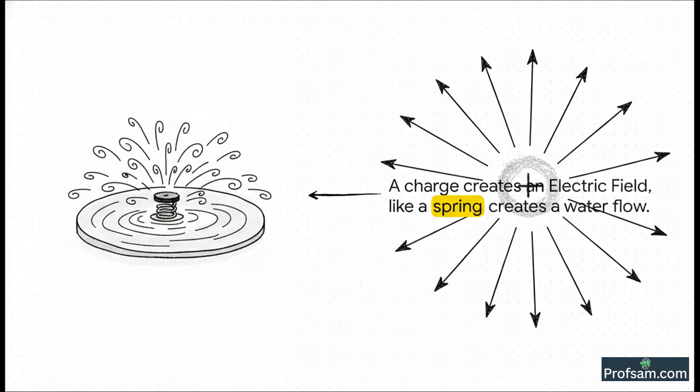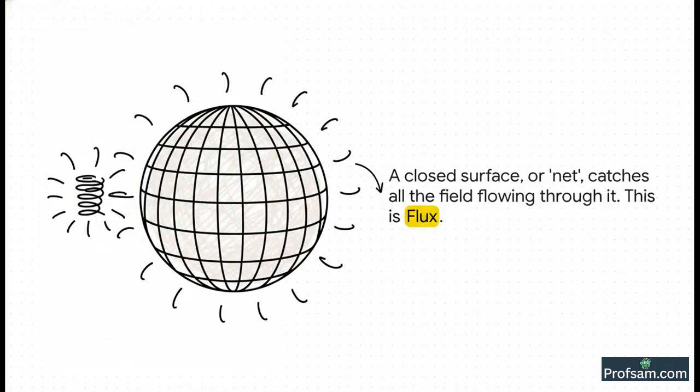Simple enough, right? All right, now let's imagine we take a small net, shaped like a sphere, and we put it around our little water spring. Naturally, this net is going to catch all the water that's flowing out through its surface. Now, this total amount of water passing through the net, we give it a special name. We call it flux. And in our physics topic, this is what we call electric flux. It's just a measure of the total electric field passing through a closed surface.